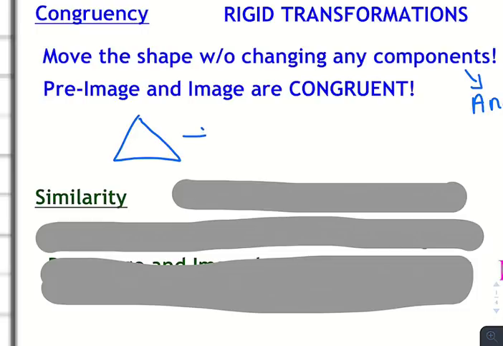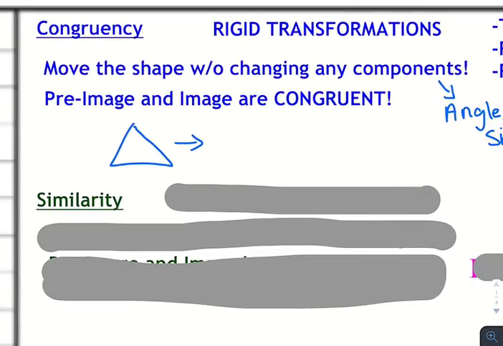So in other words, in congruency transformations, rigid transformations, we consider the entire triangle, and that entire triangle may flip and rotate and translate, but in the end, the triangles themselves, the pre-image and the image, will remain actually congruent. And we can remind ourselves the congruency symbol is that equal sign with that squiggly tilde above it. We can say this image and pre-image are congruent as long as we're using rigid transformations.